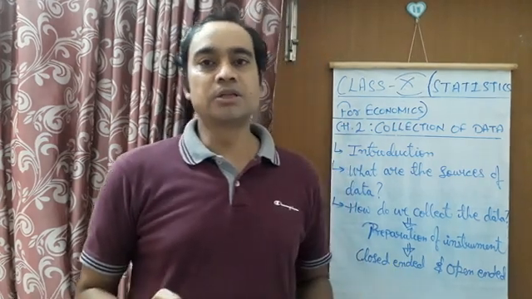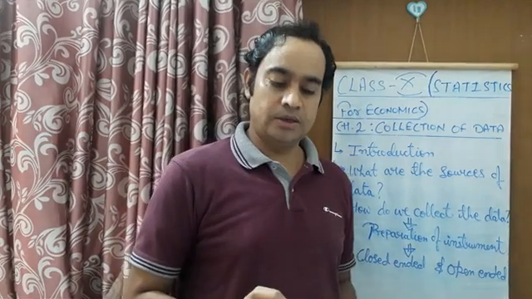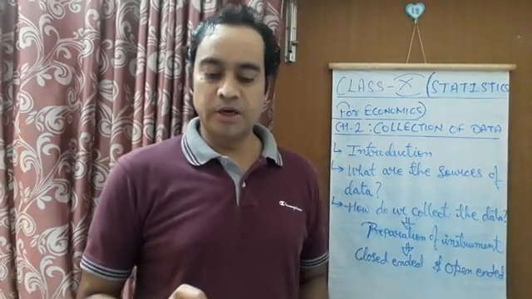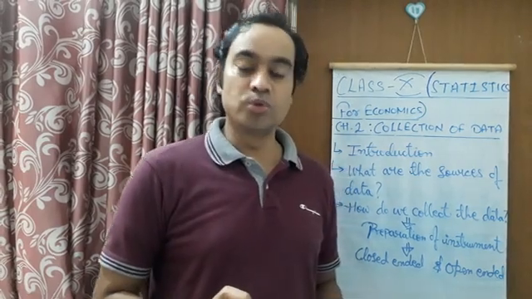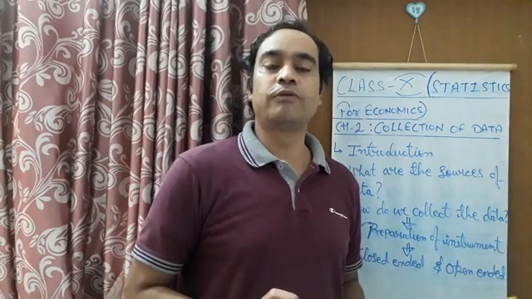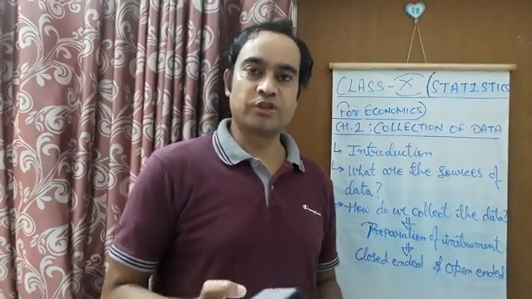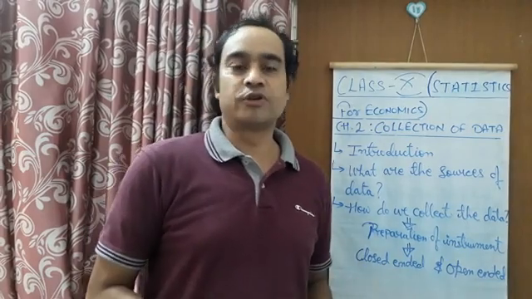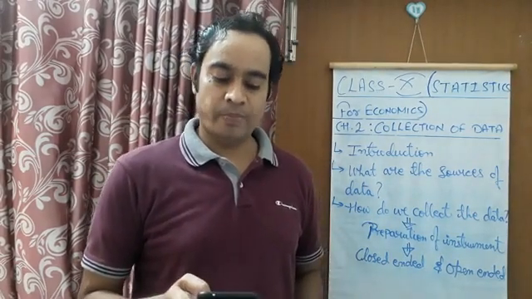And one table is given to you on page number 10. It is showing the production of food grains from 1970 to 2016-17. So this is a particular type of tabular form of statistical data, which is giving us the record of what was the production of food grain in different years.